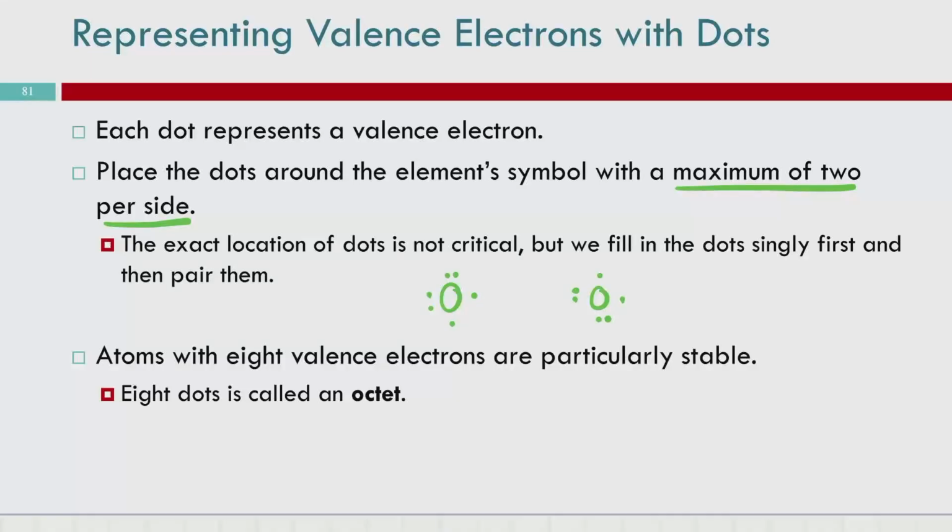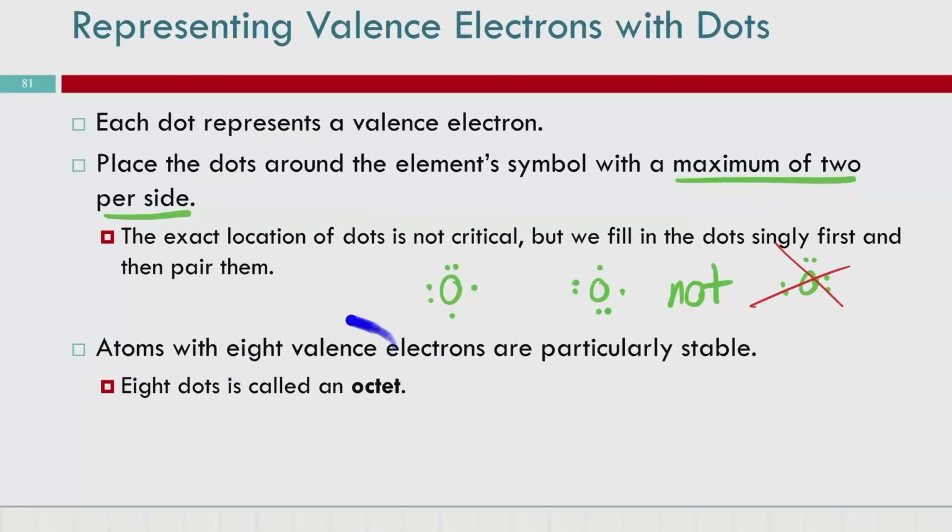Or if you know how many doubles there are going to be, you can just start with doubles. Just don't do it wrong. So, you wouldn't do this. You wouldn't put 3 doubles and then leave a side blank. That's the thing that we don't want to do. Don't start with doubles, start with singles, and then pair them up after that. Atoms with 8 valence electrons are particularly stable. Why?